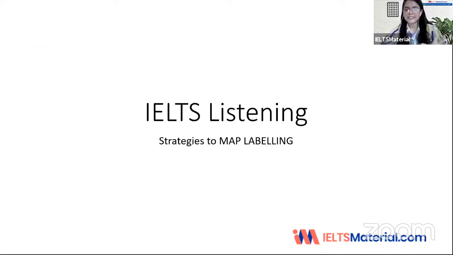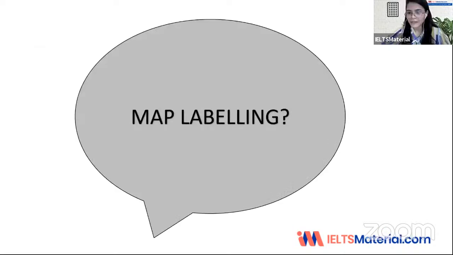So here we are basically going to jump onto the map labeling part. Let's see what all we have. Firstly, we must know what map labeling is. Students, here you will be given a map. Let's say this is a map. Ignore my bad drawing though.